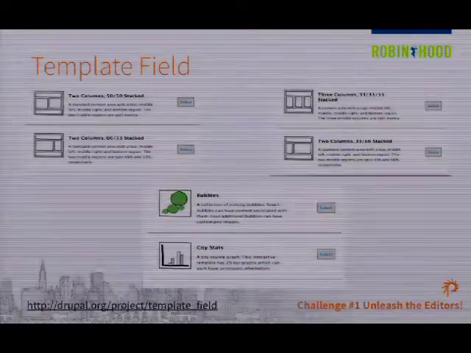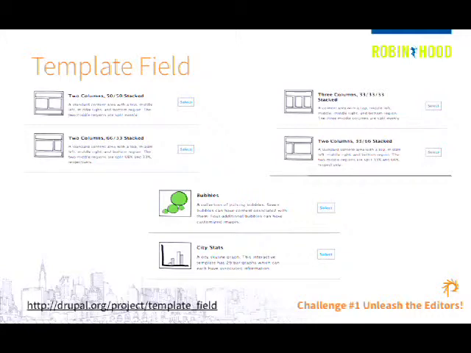So Brian mentioned really quickly this module called template API, or template field rather. Template field is a submodule of template API. Template API is a suite of modules that consist of a rendering library and a template API, and it basically uses what's called CTools exportables to give developers the ability to give authors a bunch of templates to choose from on a given node.